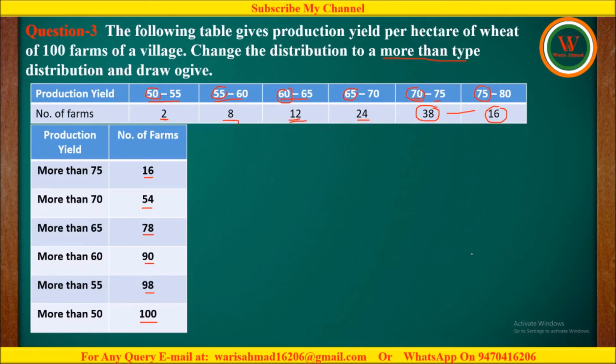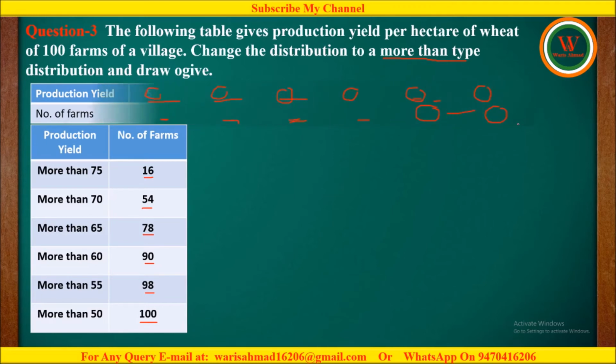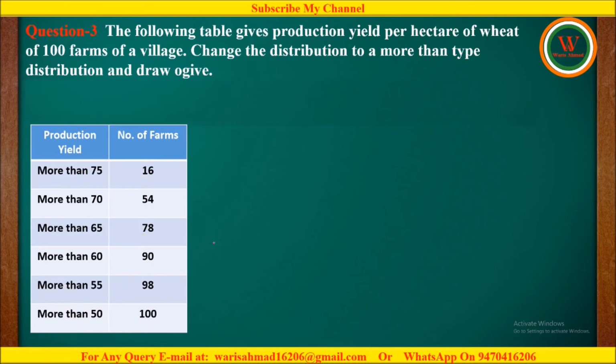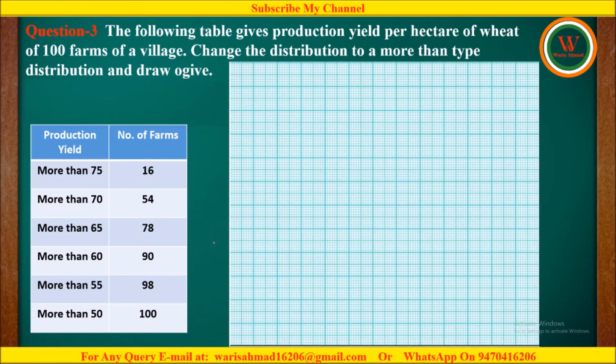So here in the case of more than type ogive, we have to write down the cumulative frequency from the last class interval. After that, we have to draw the ogive for the given data. So let us see how to draw the ogive of the given data. First of all, we will take the graph paper, and here we will draw the x-axis and the y-axis. So we can write the name of the axis, x-axis, and this is representing the y-axis.